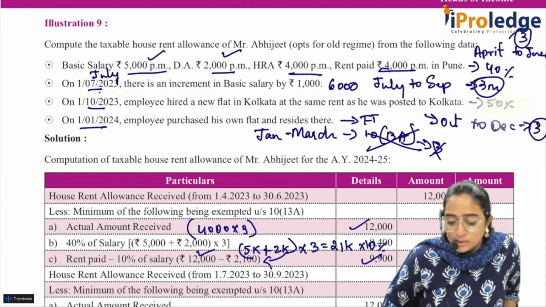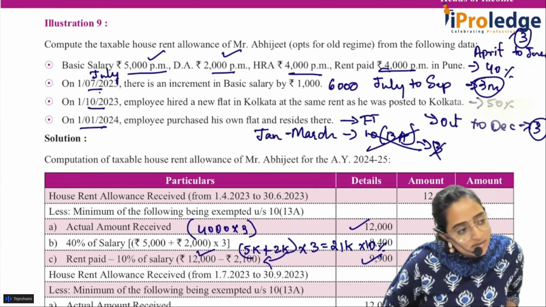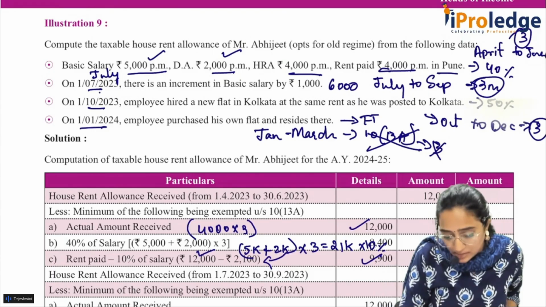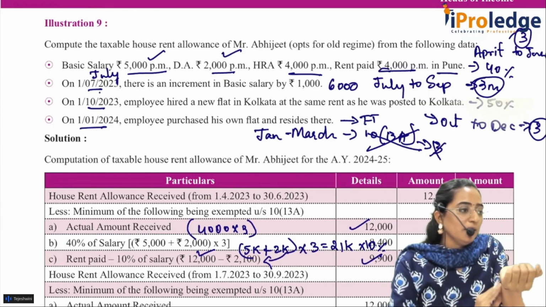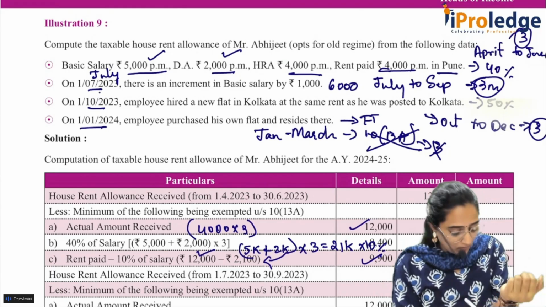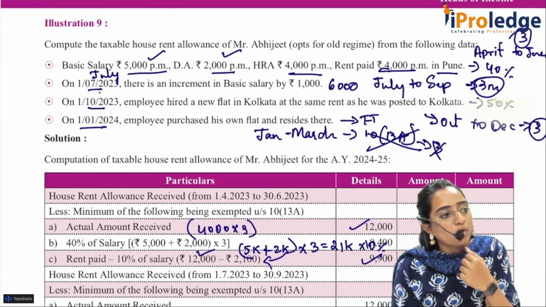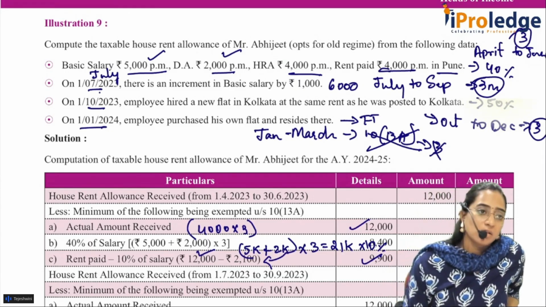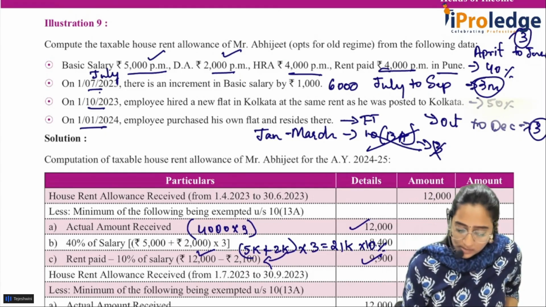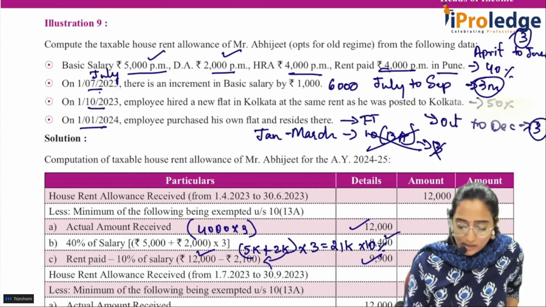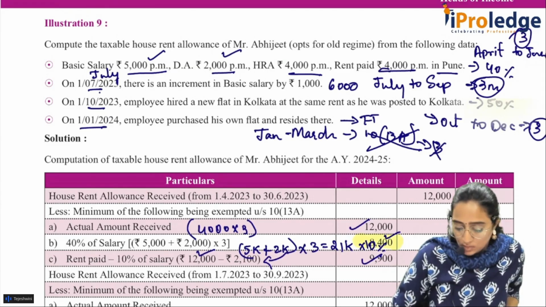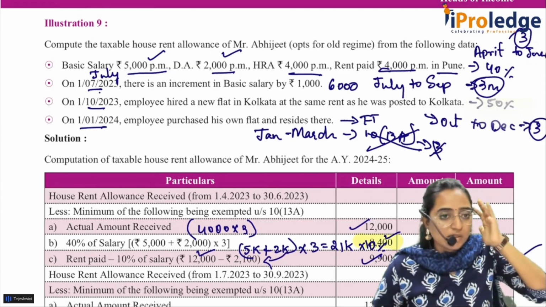Next one: it is in Pune. Is Pune considered a metro city as per taxation? No. Only Delhi, Chennai, Mumbai and Kolkata are considered metro cities. So Pune is not a metro city. Pune is considered at 40% of the salary. What is the total salary? 21,000. 21,000 multiplied by 40%, how much should you get? 8,400. So 8,400 is the amount. The least of the following would be exempted. The least is 8,400 here. So the taxable amount is 12,000 minus 8,400, which is 3,600.